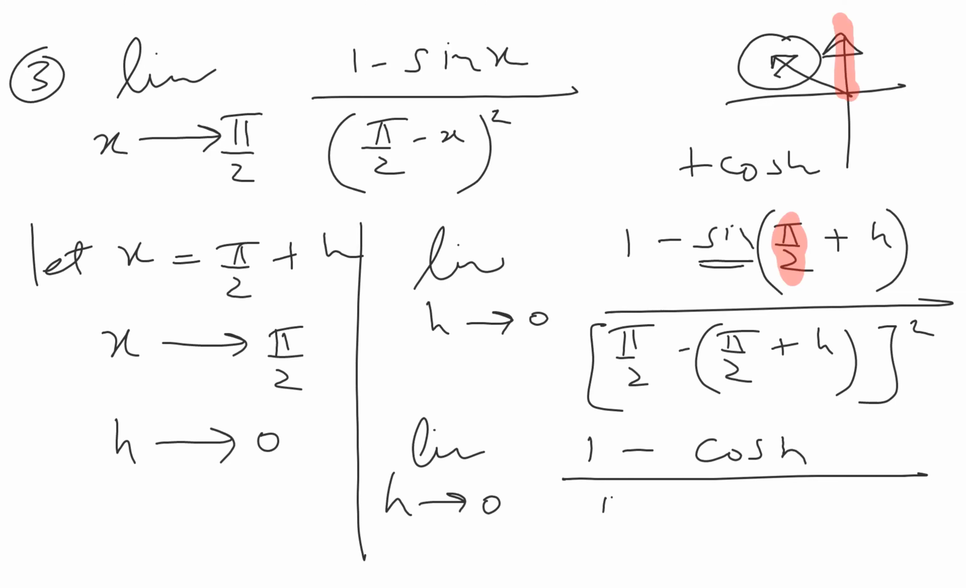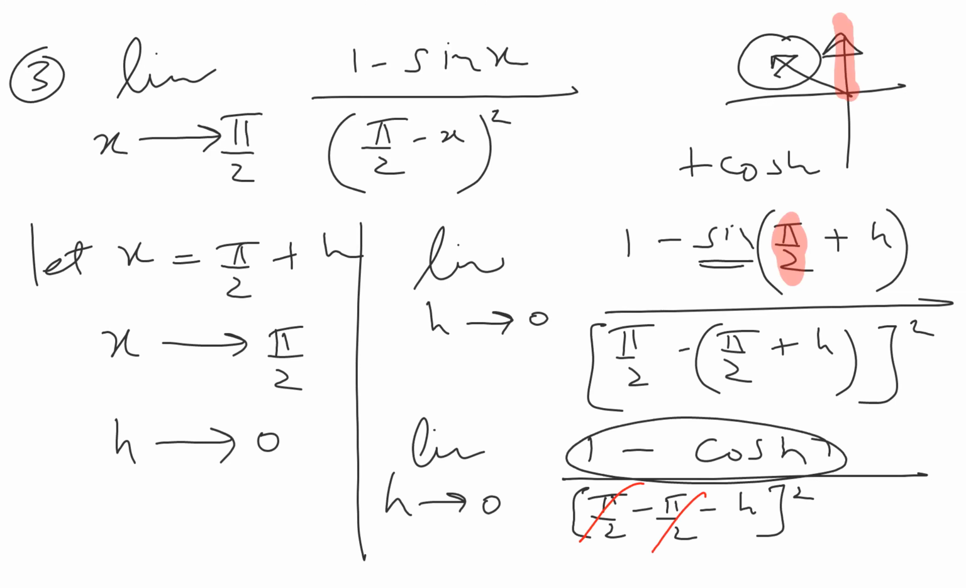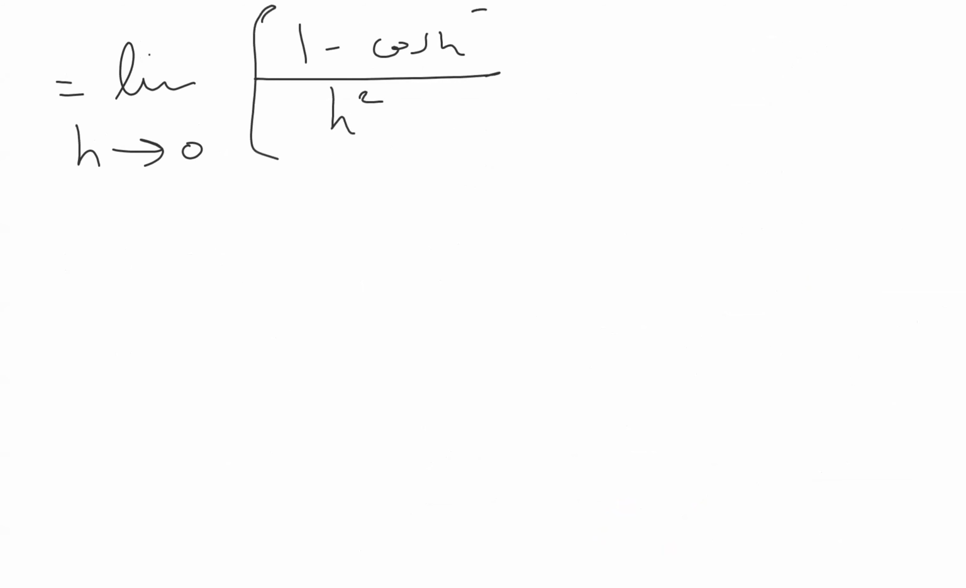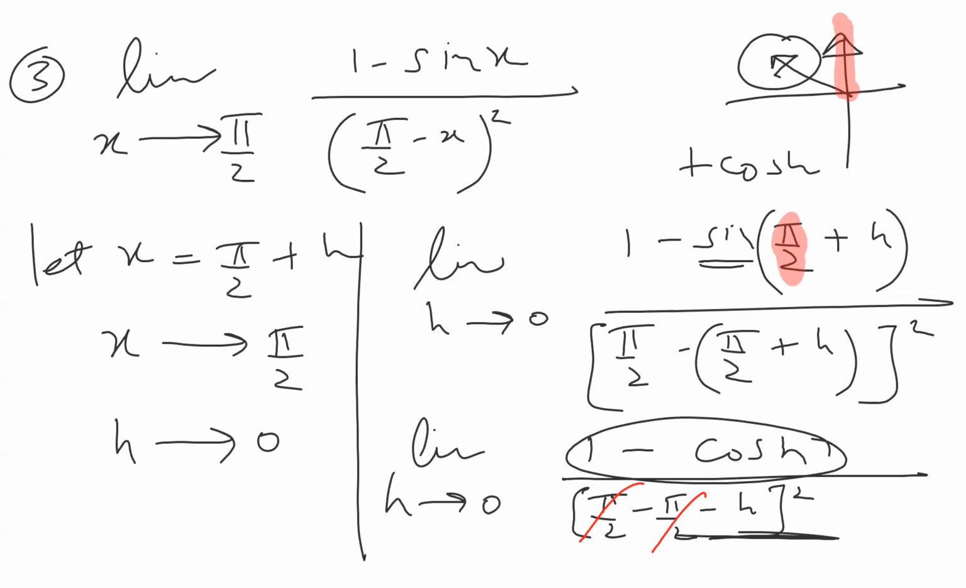Down below, it will be pi by 2 minus pi by 2 minus h, the whole square. So pi by 2 gets cancelled. 1 minus cos h upon minus h the whole square. Minus h the whole square is h square, because the minus gets eliminated by the square. So this is equal to the limit, h approaching 0, of 1 minus cos h upon h square.